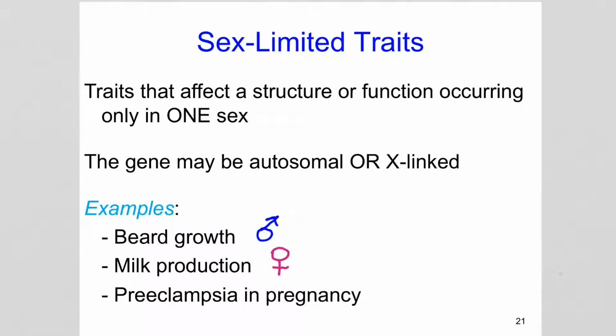Finally, another example is preeclampsia. That's a sudden rise in blood pressure that occurs late in pregnancy. It actually kills about 50,000 women worldwide each year. But what we know is that because preeclampsia only occurs associated with pregnancy, which only happens for the female sex, again, this condition is sex limited.